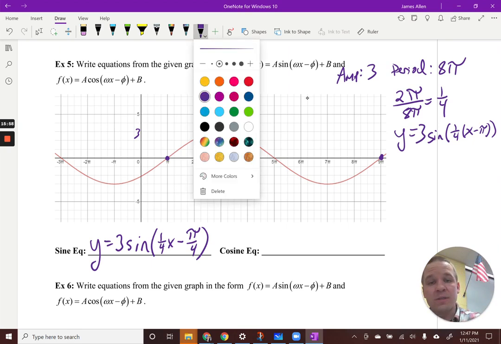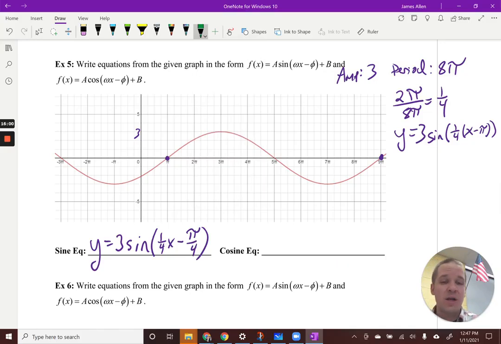Now cosine, we'll go with cosine in, we'll say green. Now the start of my cosine function could be in any number of spots, but I'm going to start above. So that would mean that I have a shift to the right of 3 pi. So y equals, well, my amplitude's the same, but it's going to be cosine. My period is the same, so the period multiplier will be the same, but it will be a shift of 3 pi to the right.